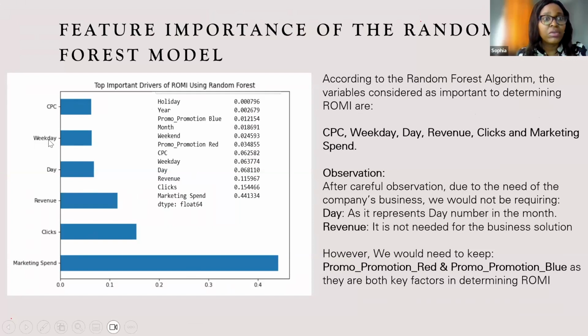So using the random forest model, this was the result that was obtained, and we realized that we only had CPC, weekday, day, revenue, clicks, and marketing spend coming out in the charts, because this was what random forest ascertained to be necessary for this project. And remembering that the other columns were holiday, year, promotion blue, month, weekend, promotion red, CPC. So all these are the columns that were fed into the model.